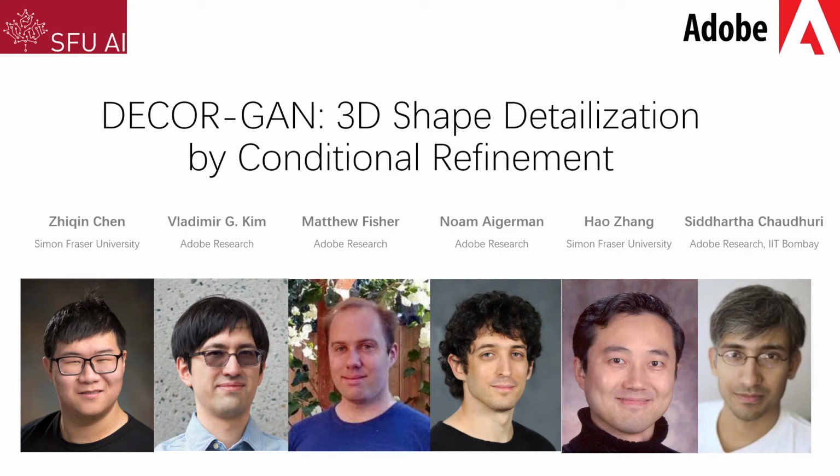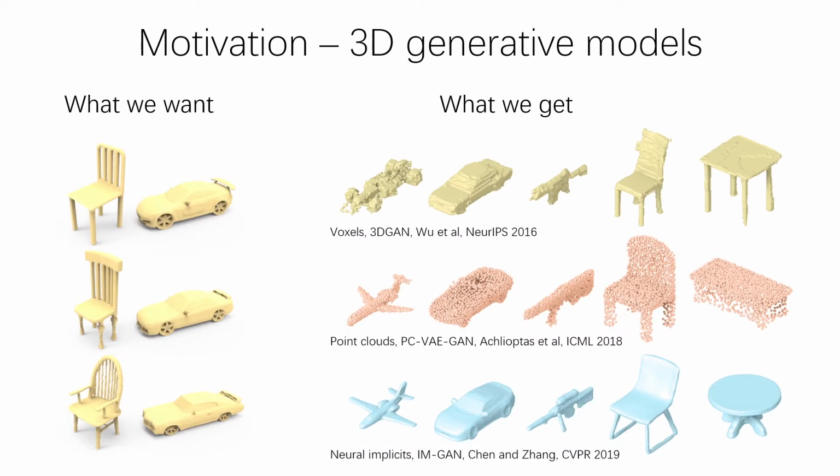We introduced DECOR-GAN, a deep generative model for 3D shape detailization. Our work is inspired by a series of recent advances in 3D generative models. Ideally, we want networks to generate realistic shapes with rich local details, as shown on the left.